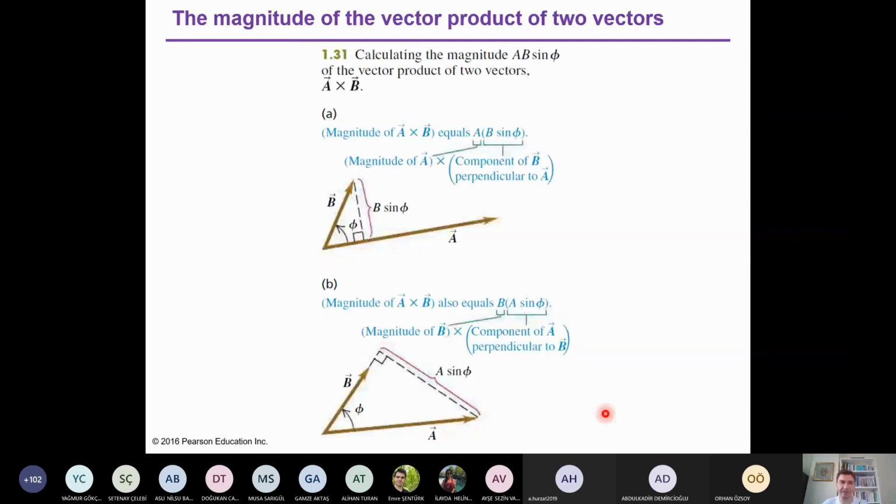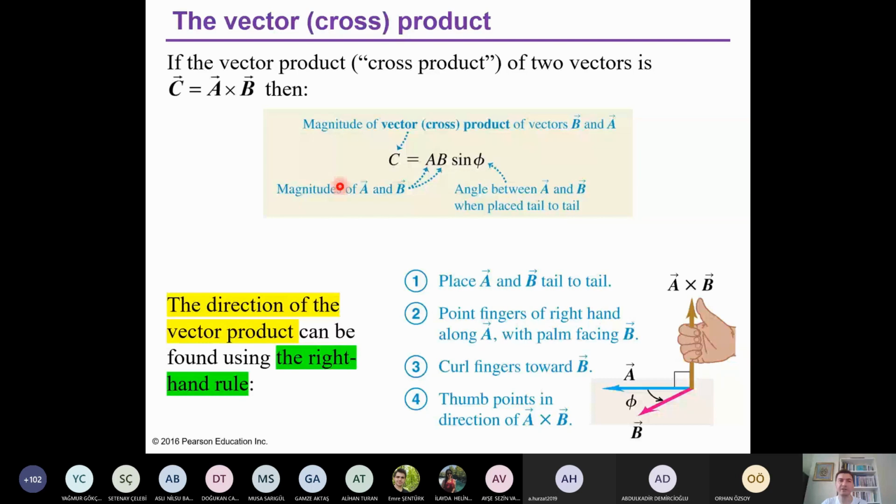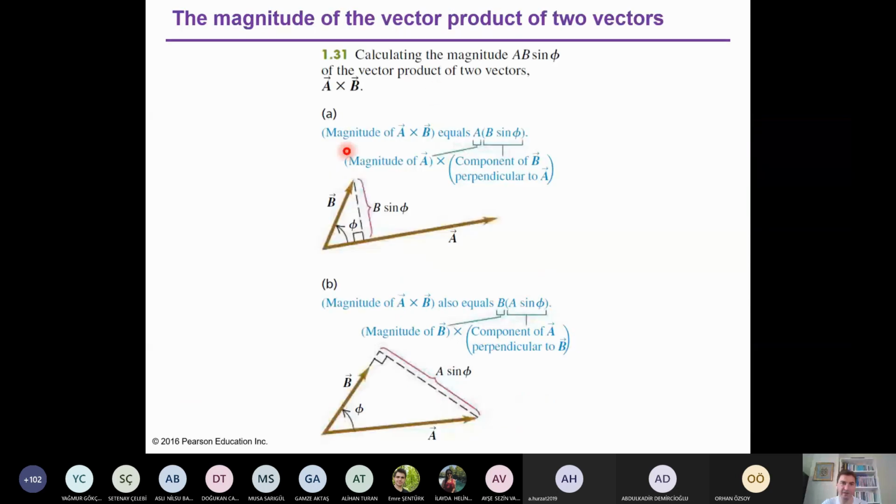Now, how to find the magnitude of the vector product of 2 vectors? This is the resultant C vector, and it has certain magnitude. As I told you, magnitude is given by A times B times sine phi. Now, we will go a little bit into detail. So, magnitude of A cross B equals AB sine theta.